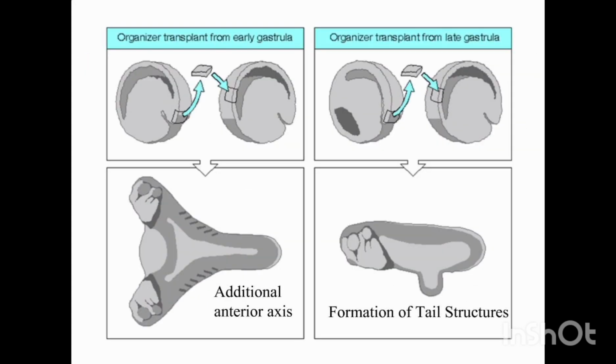Here are some experiments about the organizer. Initially, the first diagram shows the organizer transplanted from an early gastrula, and it results in an additional anterior axis. The second diagram shows the organizer transplanted from a late gastrula, which results in the formation of tail structures.